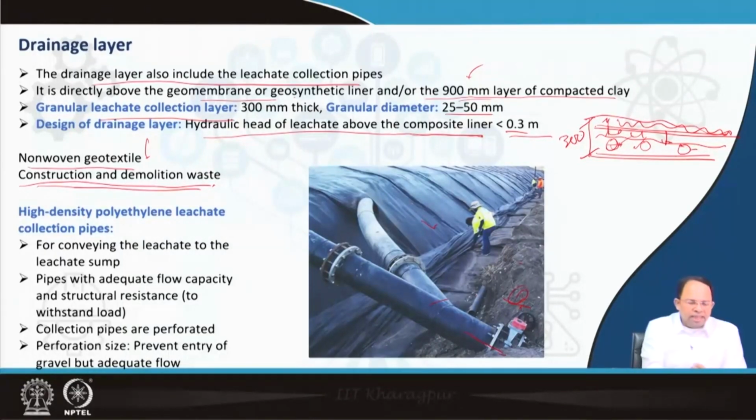So HDPE pipes, polyethylene pipes, are also used for leachate collection and for conveying the leachate to the leachate sump. As I was showing you in that image, we create a sump where the leachate gets stored, and from there we will pump it. Pipes with adequate flow capacity and structural resistance. Why structural resistance? So that it can withstand the load of garbage above, right? And collection pipes are perforated, and the perforation size should be such that it prevents entry of gravel, but allows adequate flow of leachate.